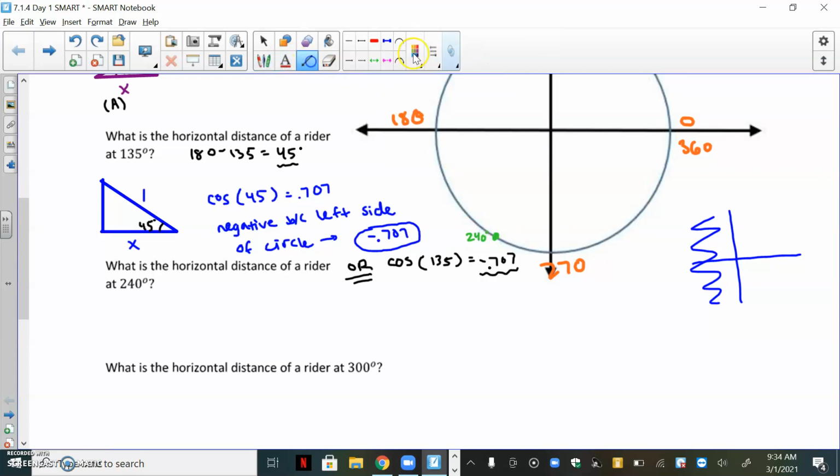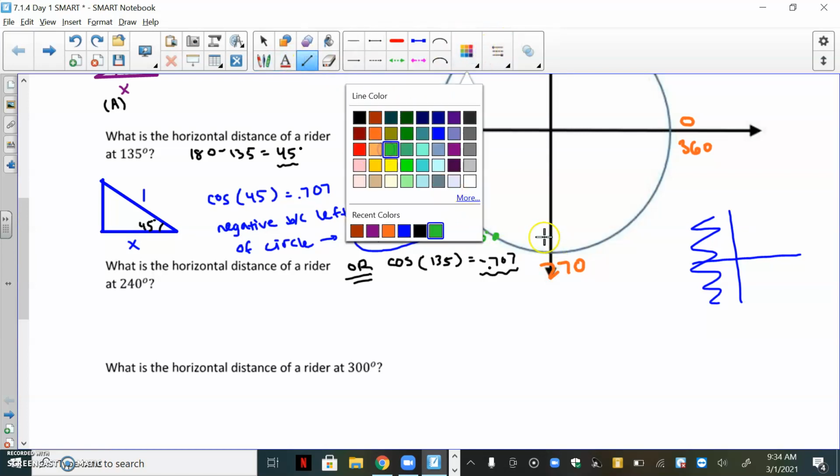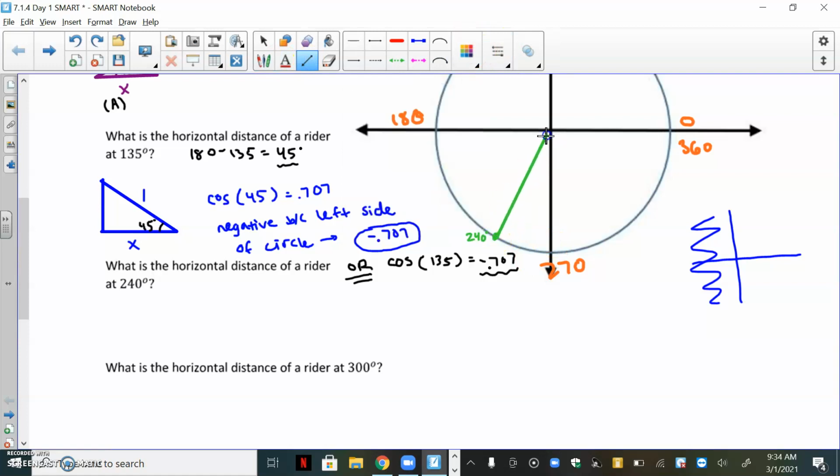We can draw our triangle like that. All right, remember, the triangles are drawn the same way. All right, so let's draw our little mini one.